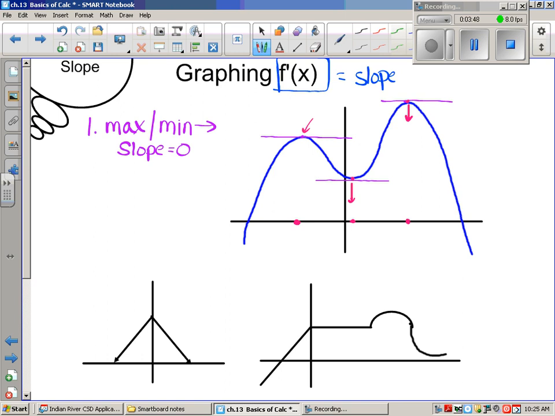Step number 2. This is reminding you that when you read, here in America anyway, you read left to right. So we're going to look at the graph.